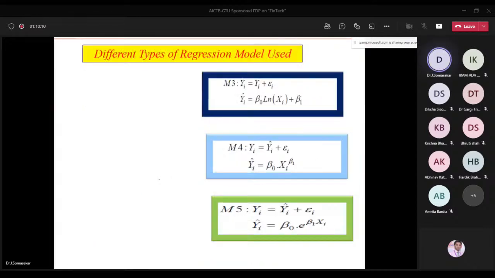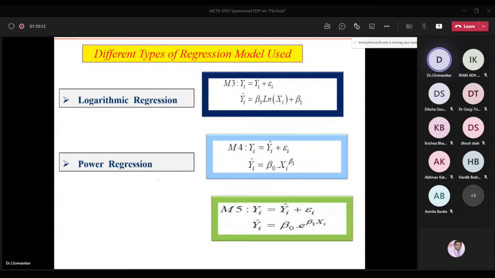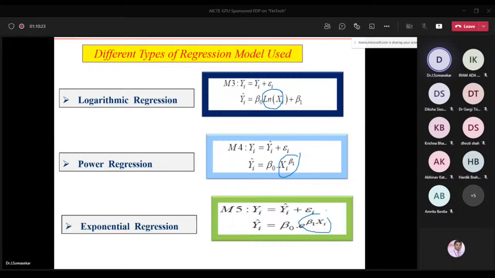Similarly, we have logarithmic regression and also power regression. Logarithmic regression means we are applying a natural logarithm, and power regression means we are using a power function. We also have an exponential function, so we can call it exponential regression. Like that, we have various regression models, and depending on the data set we can apply them.